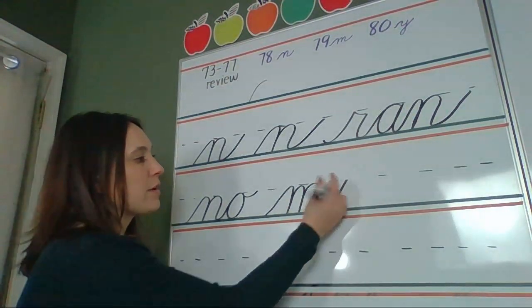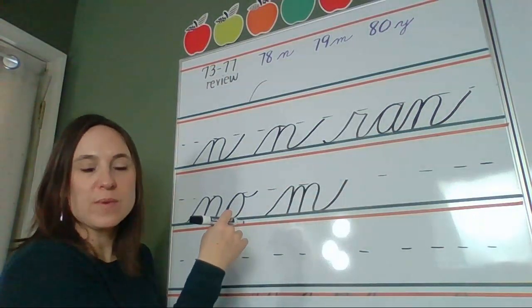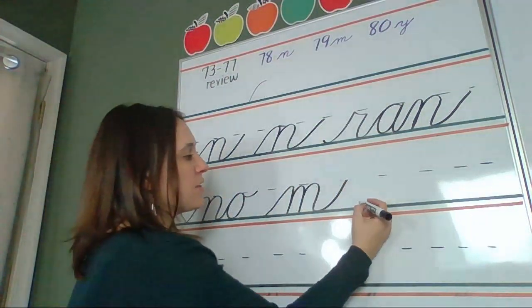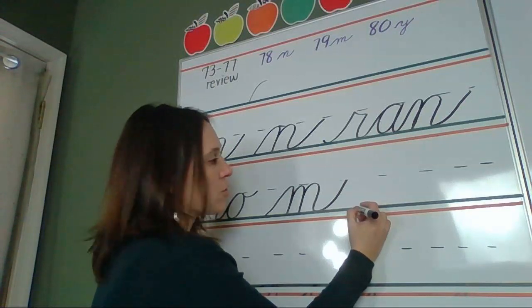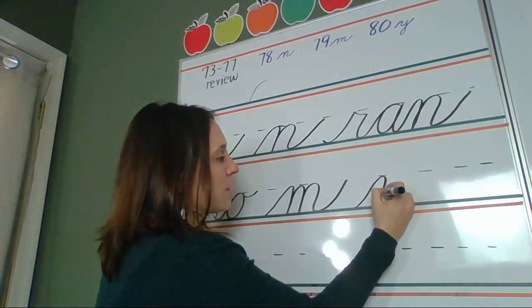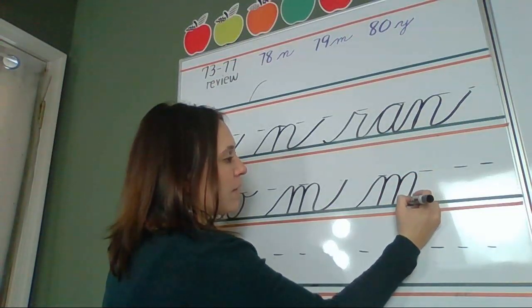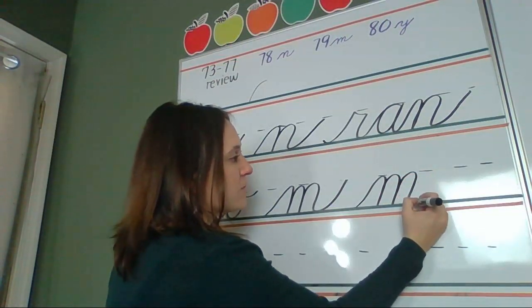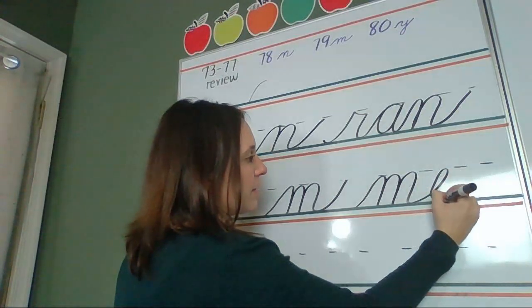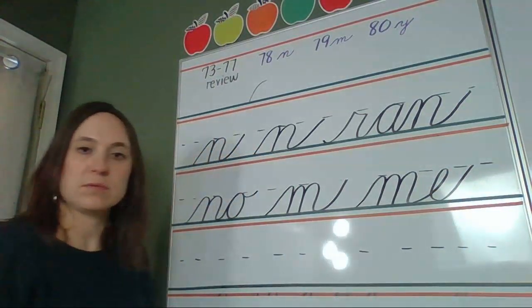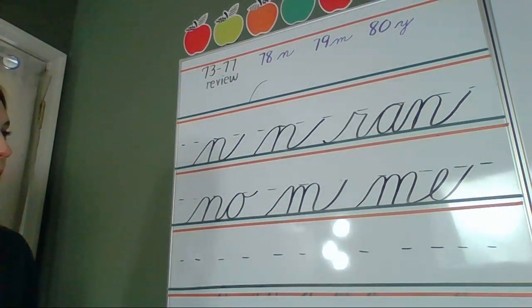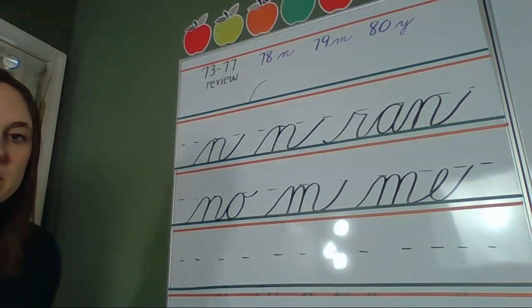Let's write the word me now, since we haven't done the letter E in a little while. So we'll practice with our M. We'll overcurve, come up and make your M, and then come right up. And the E is just a slanted letter E that looks a little crooked from our regular E that we're used to, with the word me.